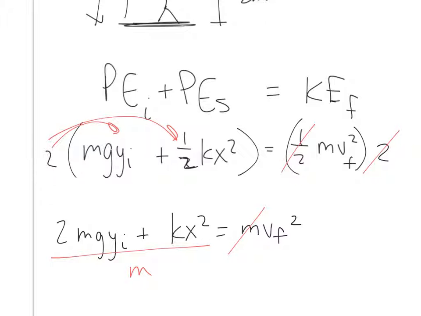Gets rid of that mass on the right-hand side. And I want to get VF by itself, so I take the square root of this answer. Okay, I did this in steps, so if you didn't see what I did, I'll point.